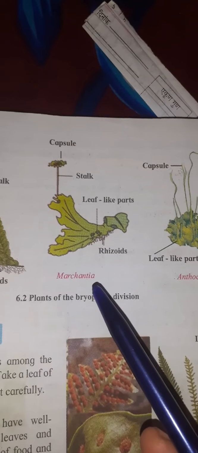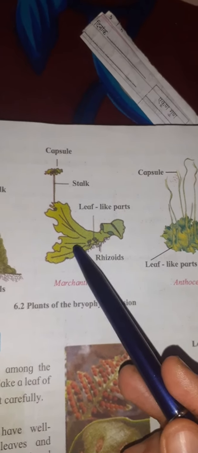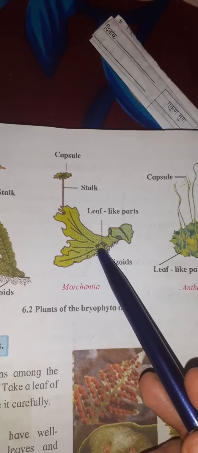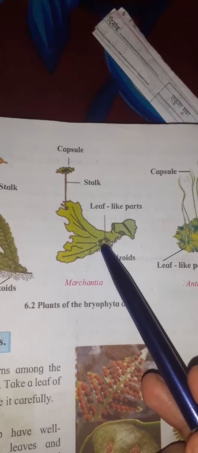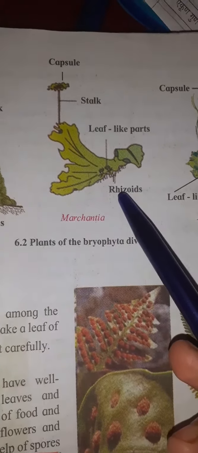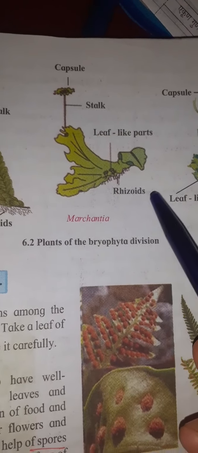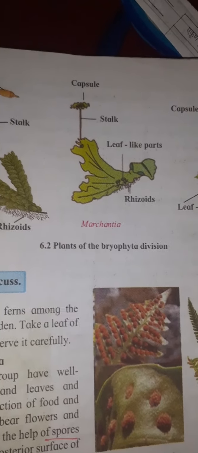Second example, Marchantia. See, leaf-like part. This is a leaf-like part, but it is not a proper leaf as we see in other plants. And see, rhizoids, roots are like rhizoids. Another important character of Bryophyta plants is they do not have specific tissues for conducting food and water. Means these plants are very simple in structure, and they will not have xylem and phloem to carry food and water.